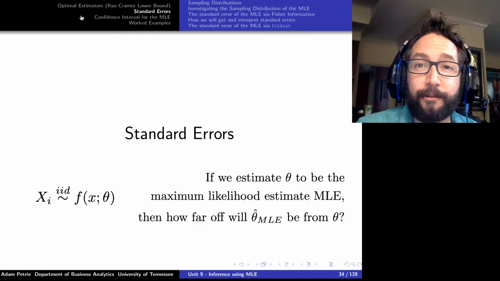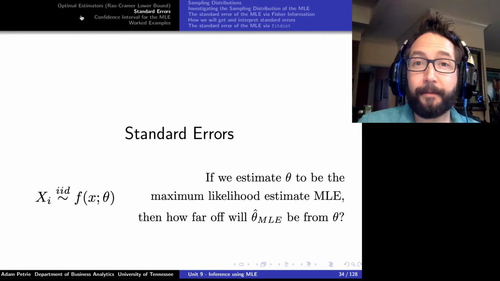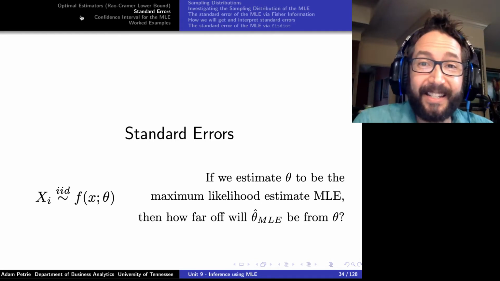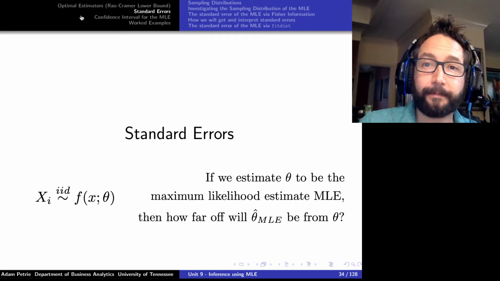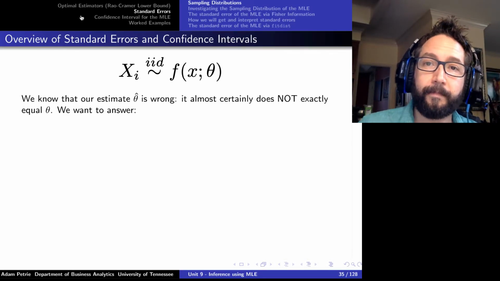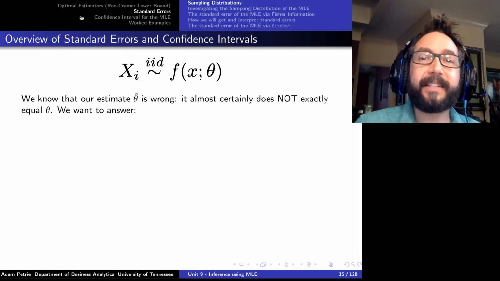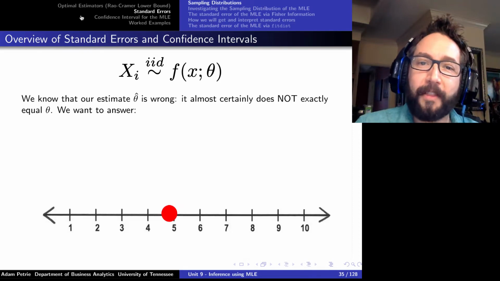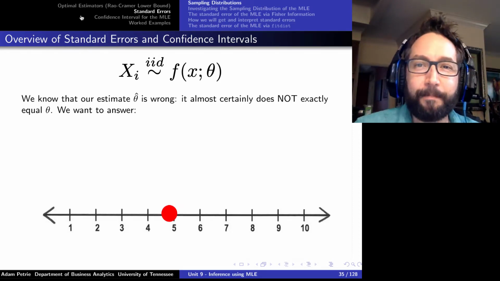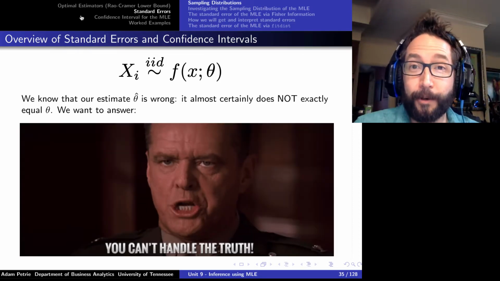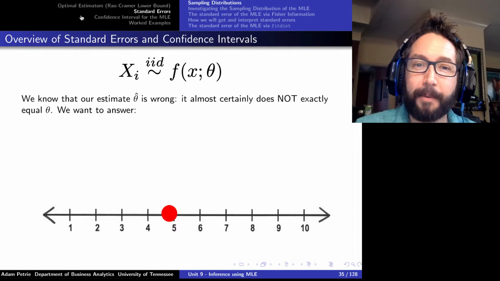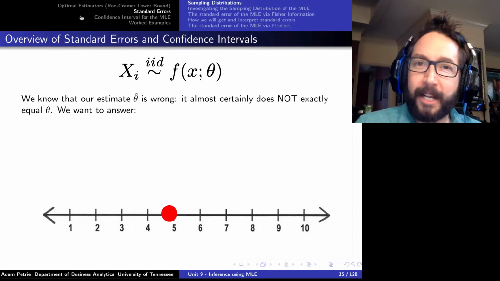Let's try to figure out just how far off our estimated value from the MLE might be from the truth. How far away is theta hat from theta? So we know that when we go and collect data, the MLE that we measure, our theta hat, is going to be wrong. It's most certainly not going to be equal to the true value of theta in the probability distribution, but we should be pretty close.